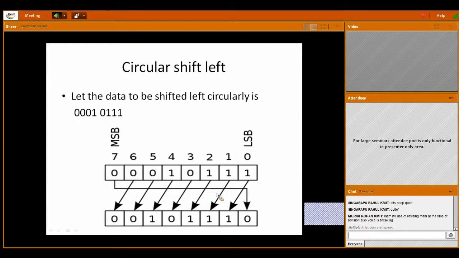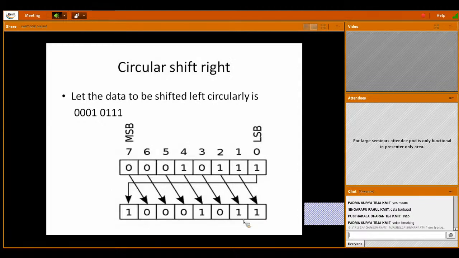But the only difference is, in case of logical shift, you discard this MSB bit and a serial input of 0 is included at the LSB position. But in case of circular shift, the MSB is copied to the LSB such that no data is lost. Whatever is there at the MSB, you are just copying the same data into the shifted register. Now no data will be lost and you are not adding any new data.